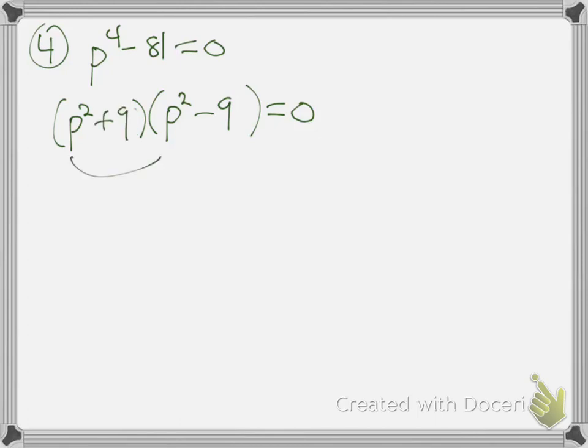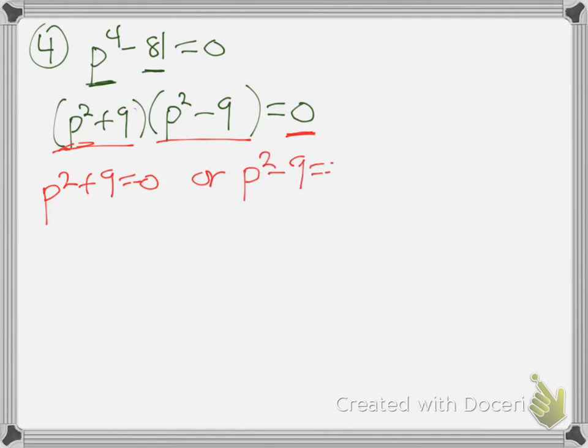If you FOIL that out, p squared times p squared would be p to the fourth, powers added. 9 times 9, positive 9 times negative 9, would be negative 81. And the middle term would cancel out. So that's good. Okay, now what do we do from there? Well, if two things are multiplying to equal 0, you know that either one could be 0 to make that happen. So the first one equals 0, or the second one equals 0.